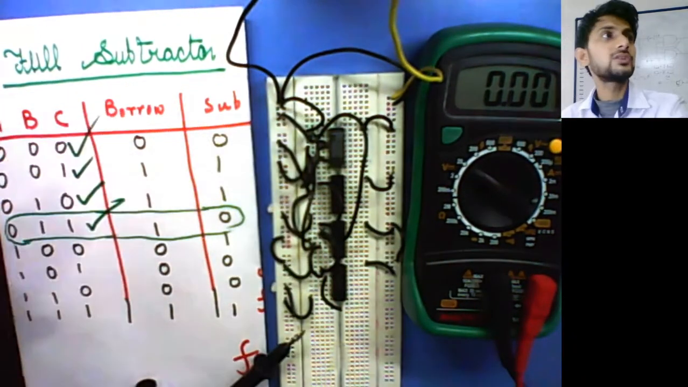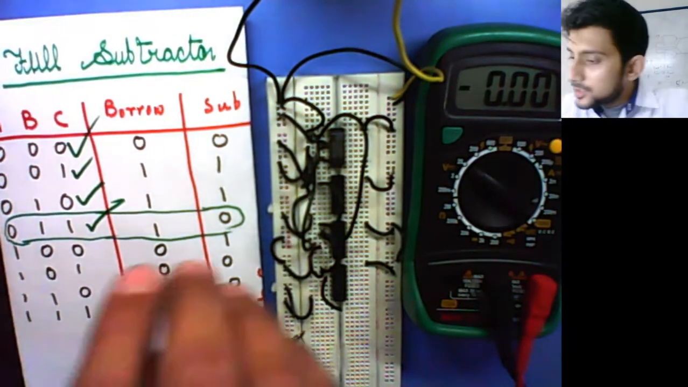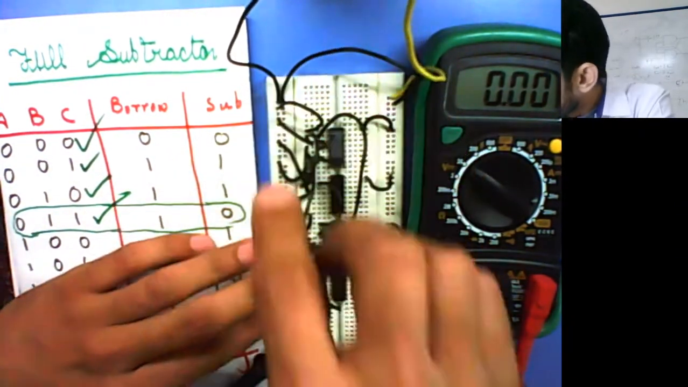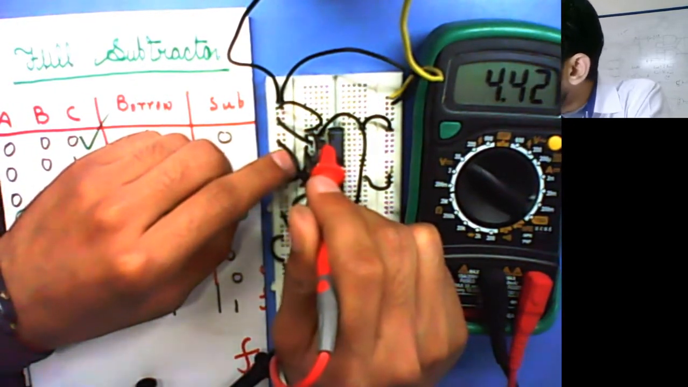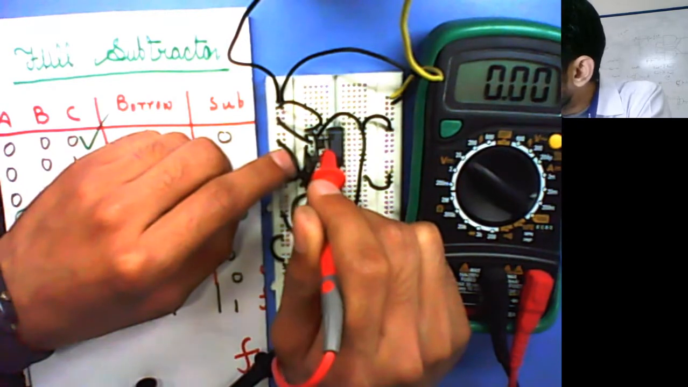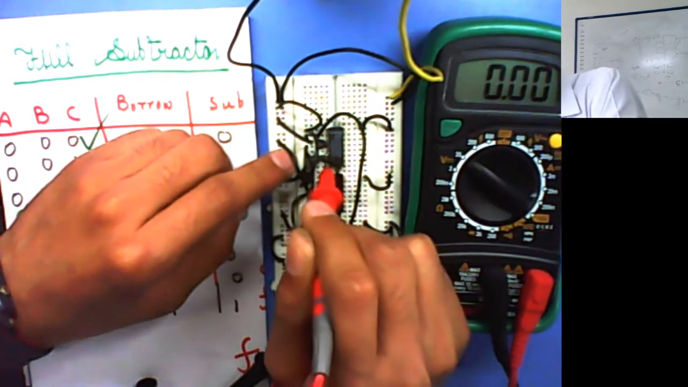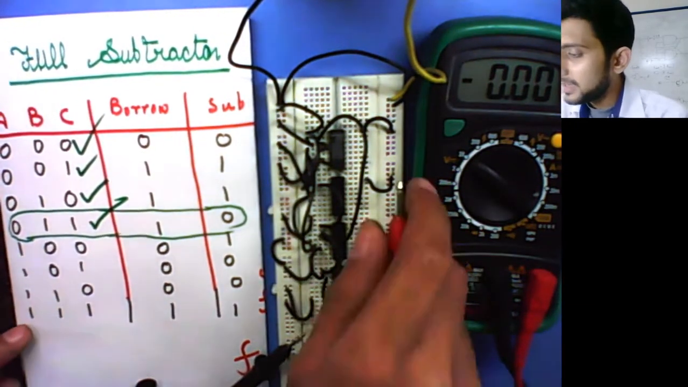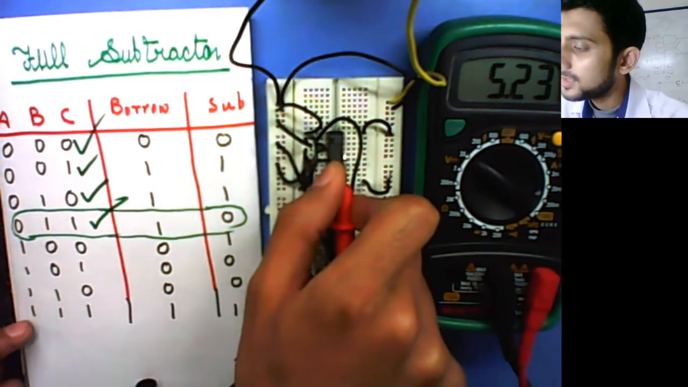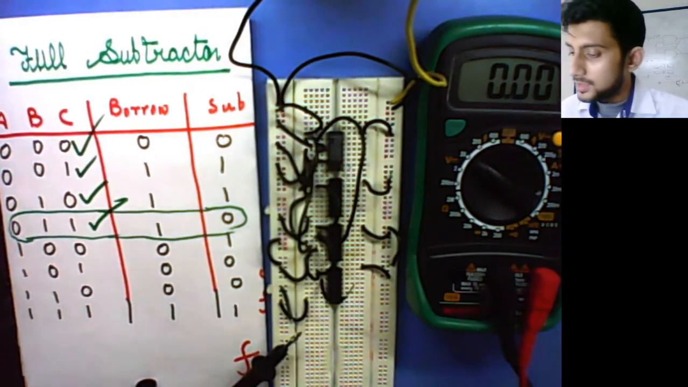Okay, A is fixed to 1 and B and C are to be fixed to 0 0. So I have made this 1 0 0. Let us check. A is 5.23, B is 0.00, and C is 0.00. For 100, I am expecting F sub to be 1, yes, 5.23, and F borrow to be 0. It is exactly the same. This is verified too.